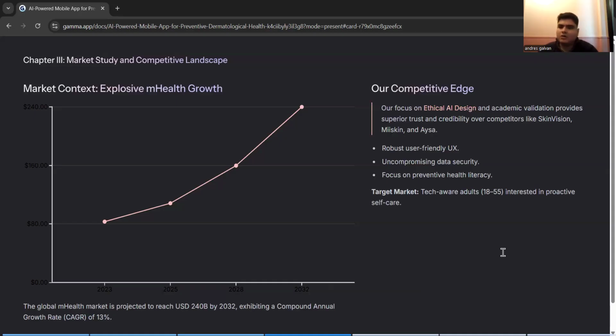So now, exactly who are our users? As I mentioned before, our research shows that over 60% of smartphone users have downloaded at least one health app, and around 20% are using AI-based tools, for example GPT and others. These numbers prove that users are already engaging with mobile health technology, and our target market consists of young adults and adults between 18 and 55 years old.